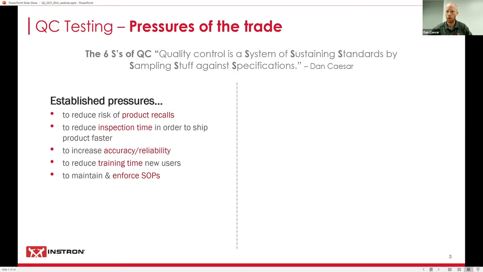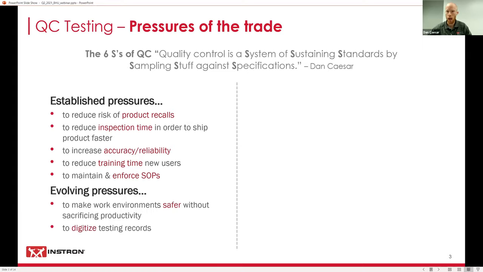So going through the other items on the list, you're pressured to reduce inspection time, to ship more product with shorter lead times. You have pressure to increase the accuracy or reliability of testing, to reduce the ramp-up time for training new users, and to maintain and enforce your department's standard procedures. So on top of these, additional pressures have evolved into the industry that have become very prominent in recent years. Work environment safety is now the highest priority of many businesses, especially those businesses whose employees are at higher risk of serious injury from operating machinery.